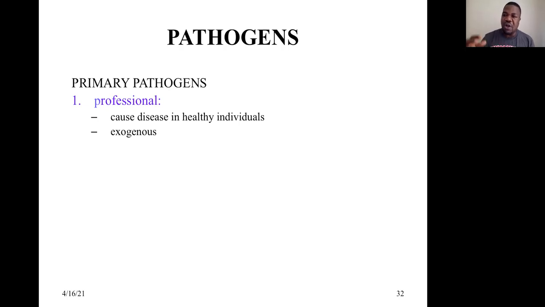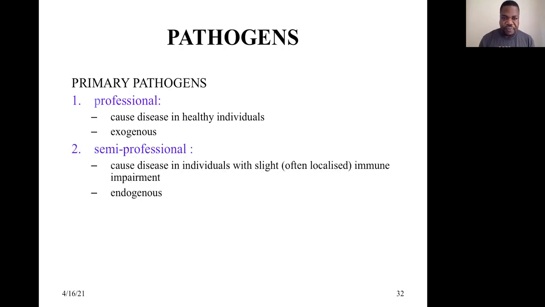And usually they are almost exogenous, so they are almost from the outside. They cannot be commensals because they cannot survive with you. Professional pathogens cannot live in a good relationship with you. They are there to destroy, even in healthy people.